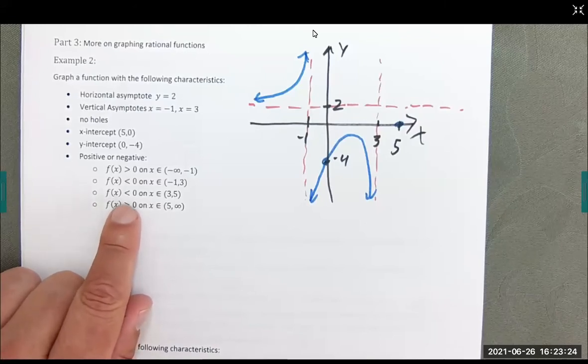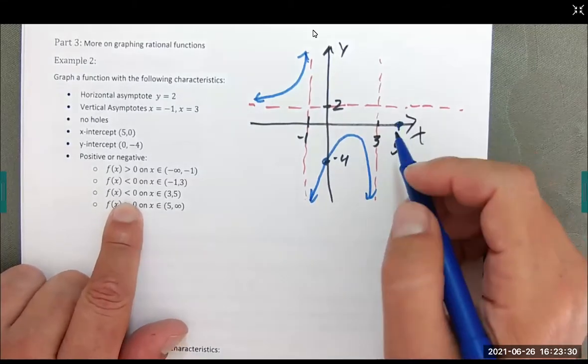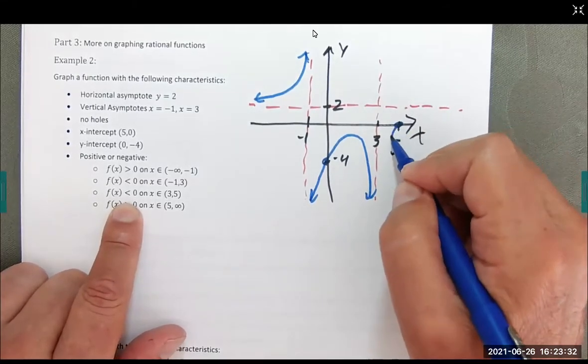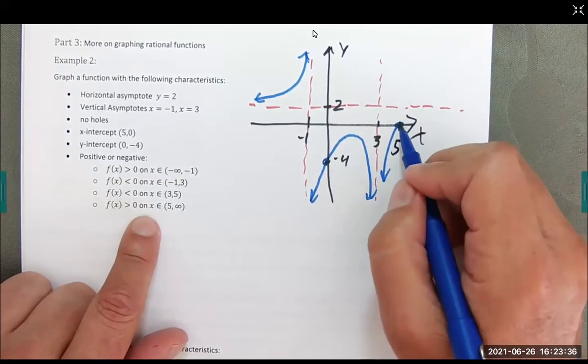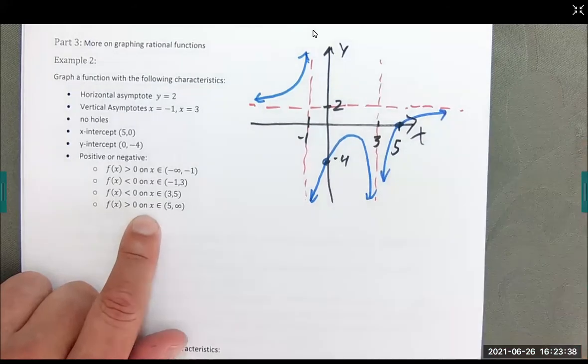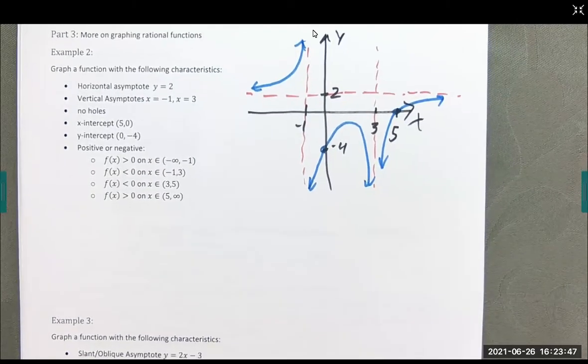From 3 to 5, it's negative. Okay, oh, I see. Then after that, it's positive. Not so bad. All right, let's try this one next.